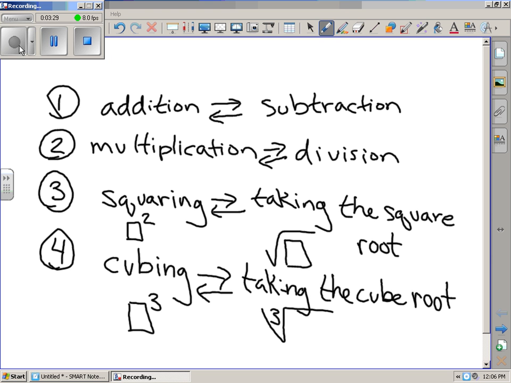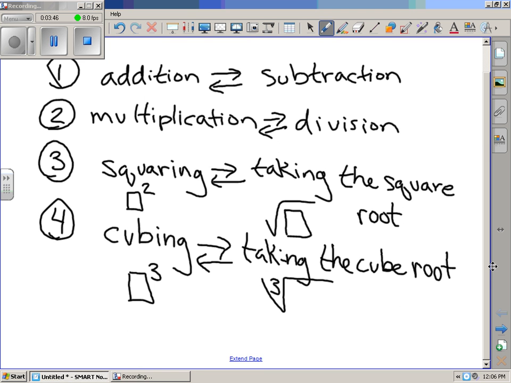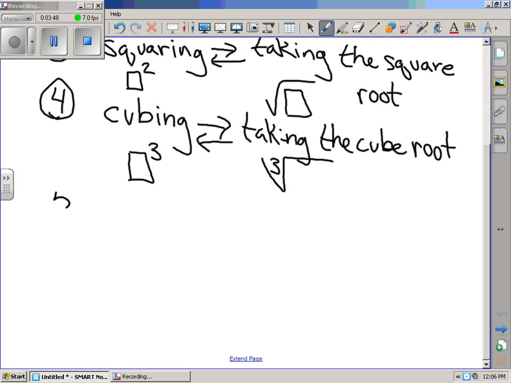Now I want you to look at your paper and see if there was anything else that you had that is not already written on the board. Okay? If you don't have anything else, try to think for a second about what else we could add to this list. One thing I would add is along the lines of the square root and the cube root.